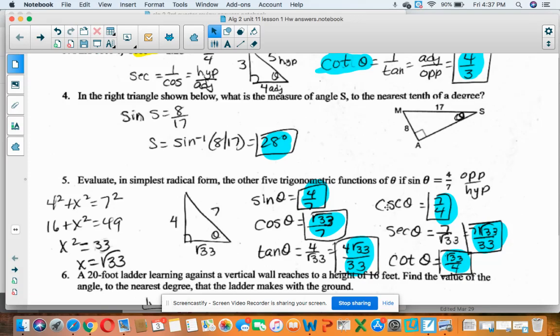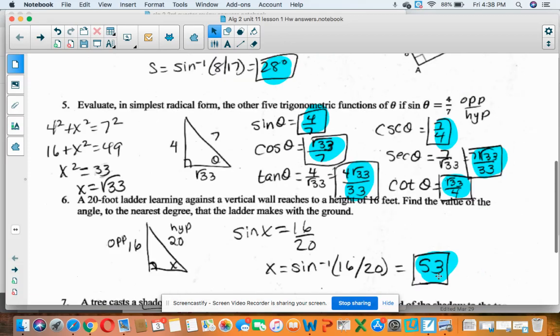Cosecant is the inverse of sine. It's hypotenuse over opposite, so it's 7 over 4. You can either do it from the picture or just flip sine. Secant is the inverse of cosine, so when I flip this, it's 7 over radical 33. Again, I need to rationalize the denominator. I'm multiplying the top and the bottom of this fraction by radical 33. So the top is 7 radical 33, and the bottom is 33. I get that because radical 33 times radical 33 is 33. And cotangent is the inverse of tangent, so I just flip this and I get radical 33 over 4.